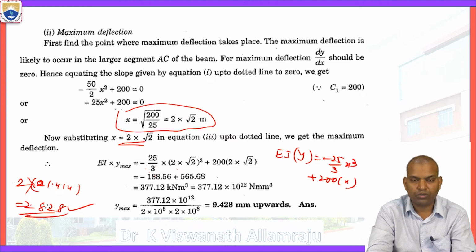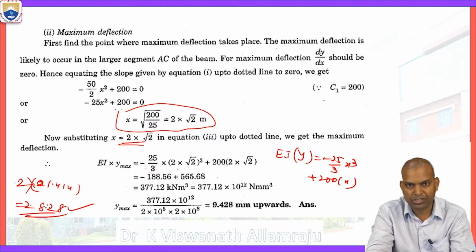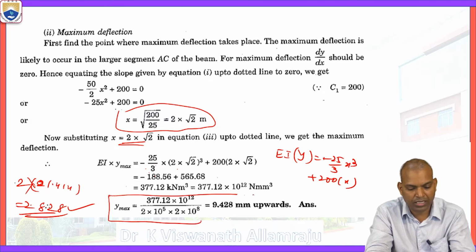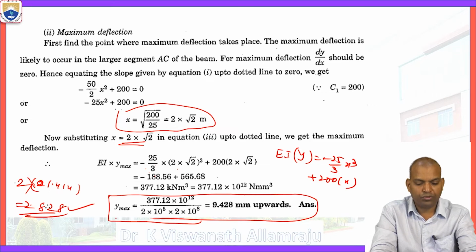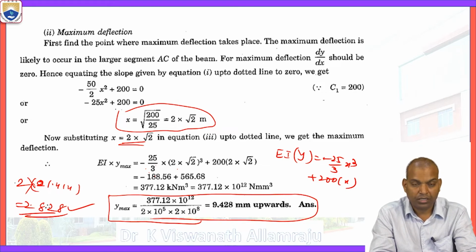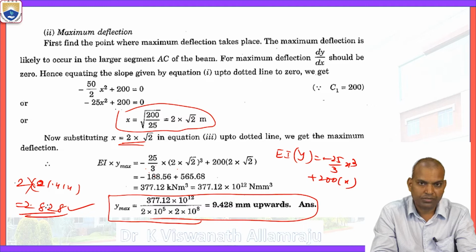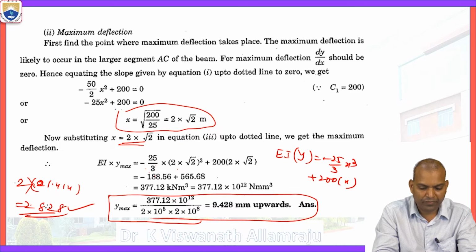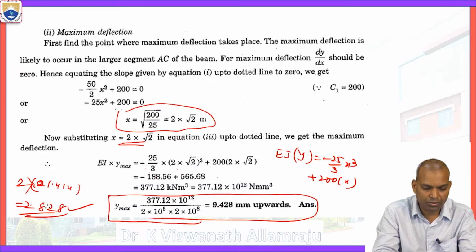In this, substitute x equal to 2 root 2, convert into newtons and millimeters, in the form of Newton millimeter units, and substitute E and I values also. Then y maximum comes as 9.428 millimeters. Yes, it is upwards. The deflection becomes upwards. So the y maximum is also upwards.